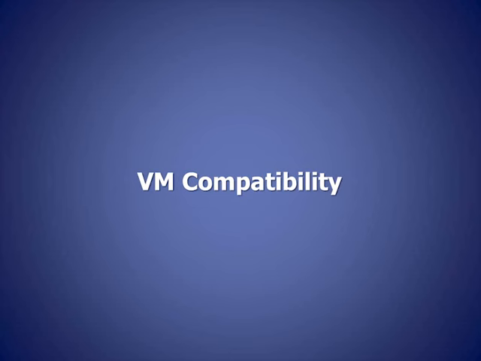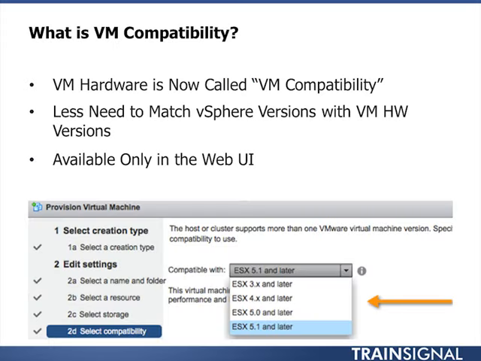Something else you'll find new in vSphere 5.1 is something called VM compatibility. And what you'll really find is this is just a new way of thinking about your virtual machines and what version of vSphere they're compatible with. So virtual machine hardware has now been renamed and it's now called virtual machine compatibility. So instead of saying I'm using virtual machine hardware 9, you can say I'm using virtual machine compatibility with vSphere 5.1.